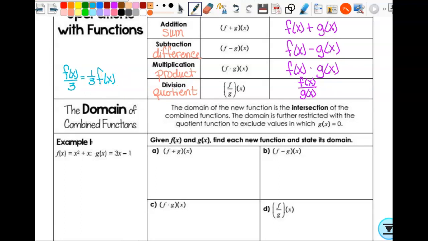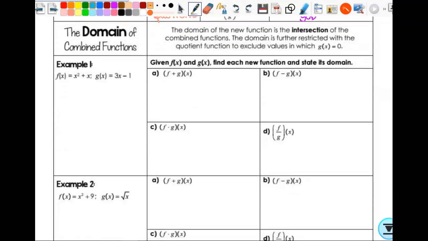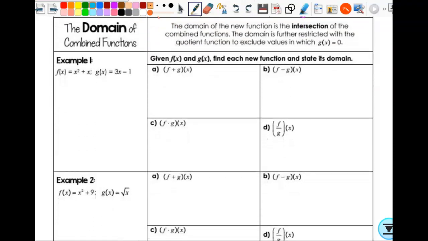So let's talk about the domain. Even though I know you have added, subtracted, multiplied, and divided functions before, you have probably not talked about the domain, so we need to look at the domain of the new function. So we take two, we put them together somehow, and we get a new function. It's the intersection of the combined functions. Okay, so let's think about what that means.